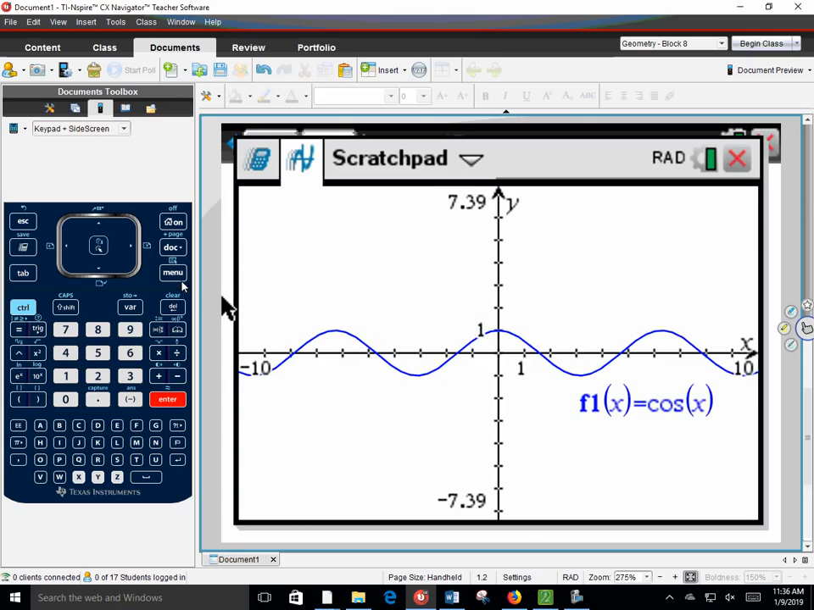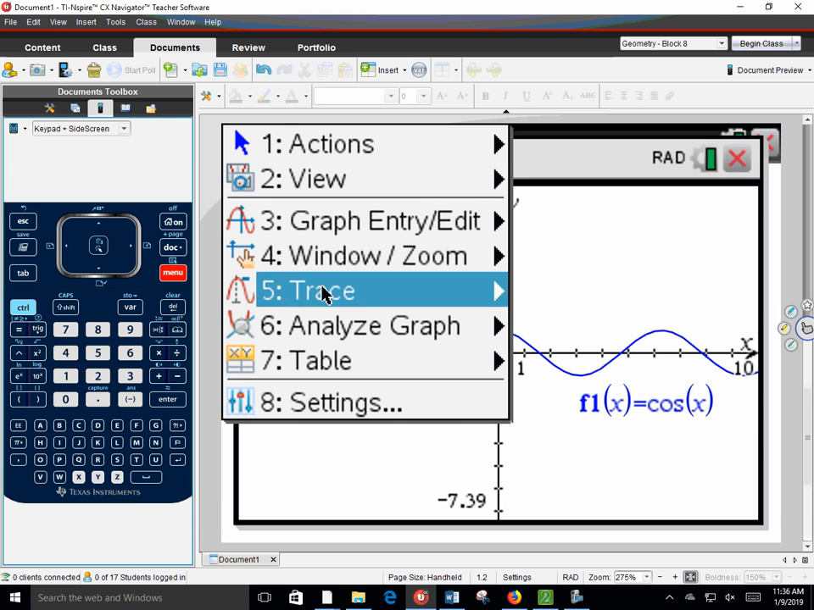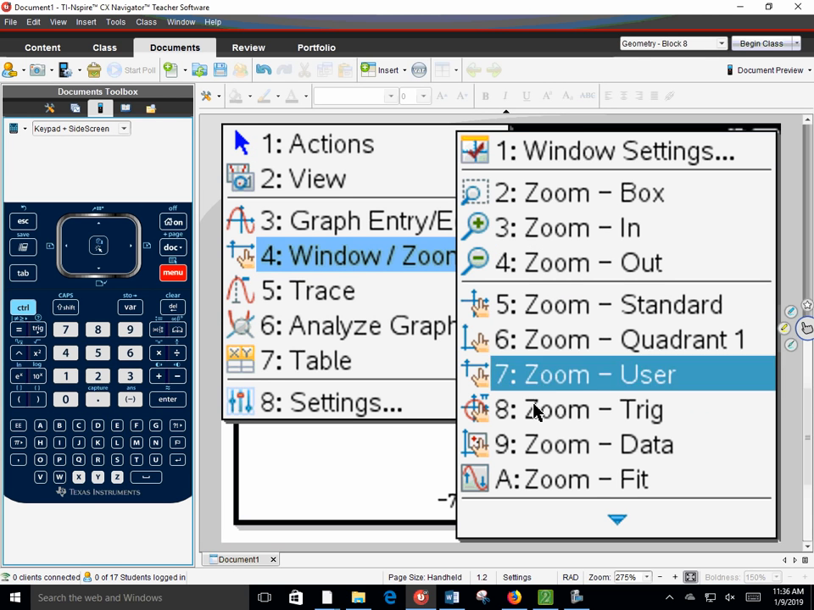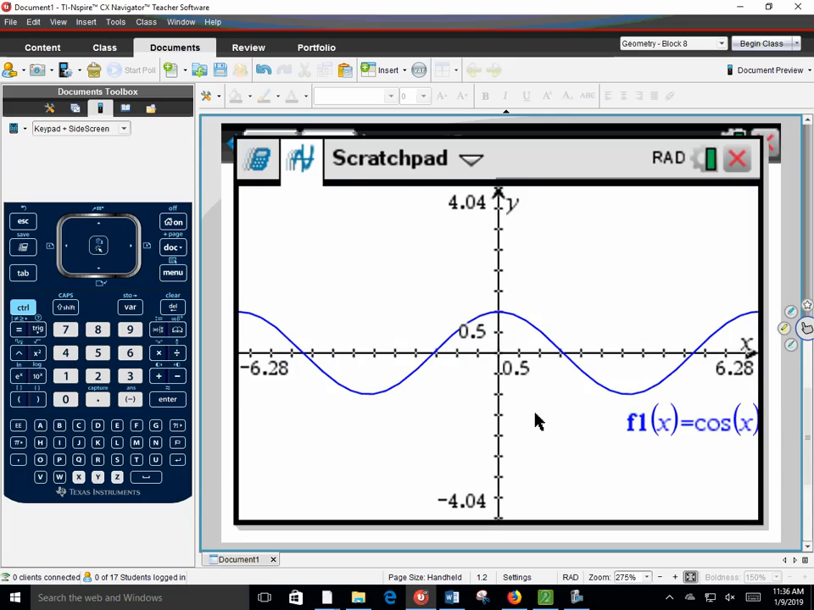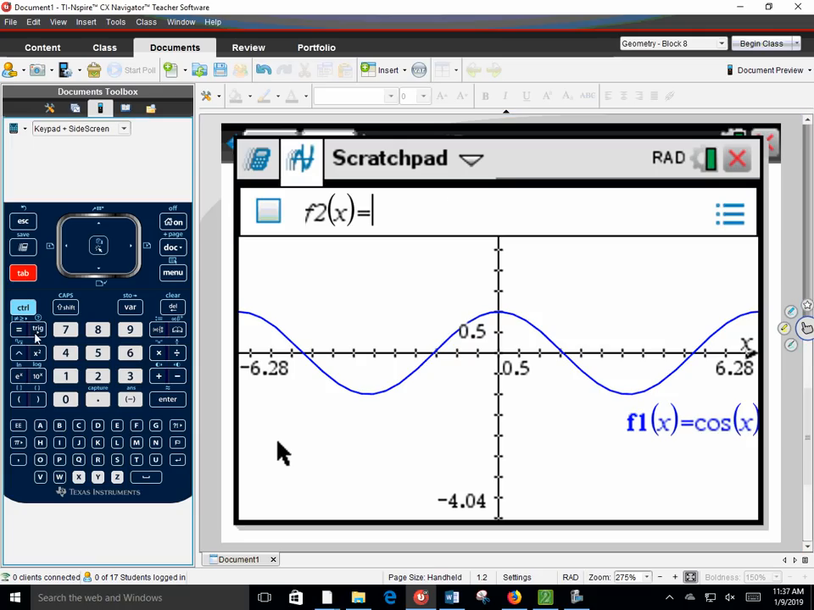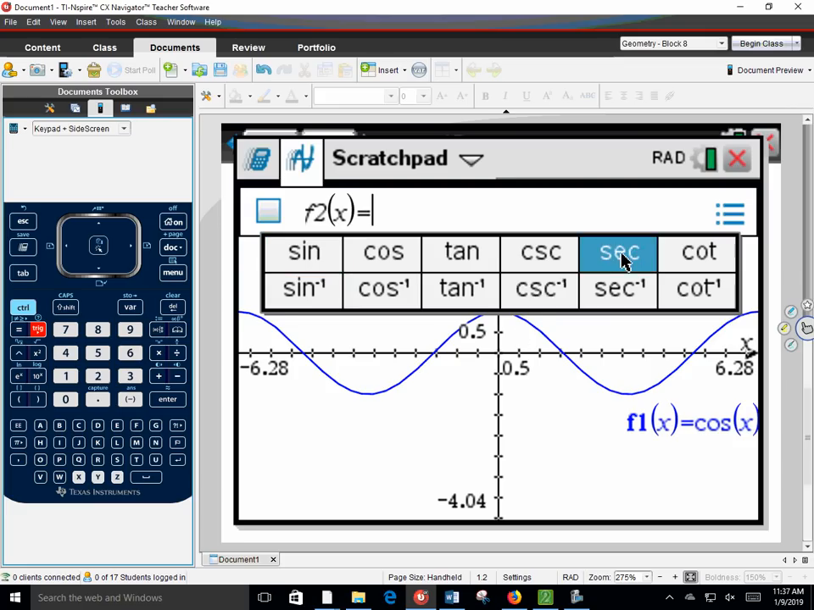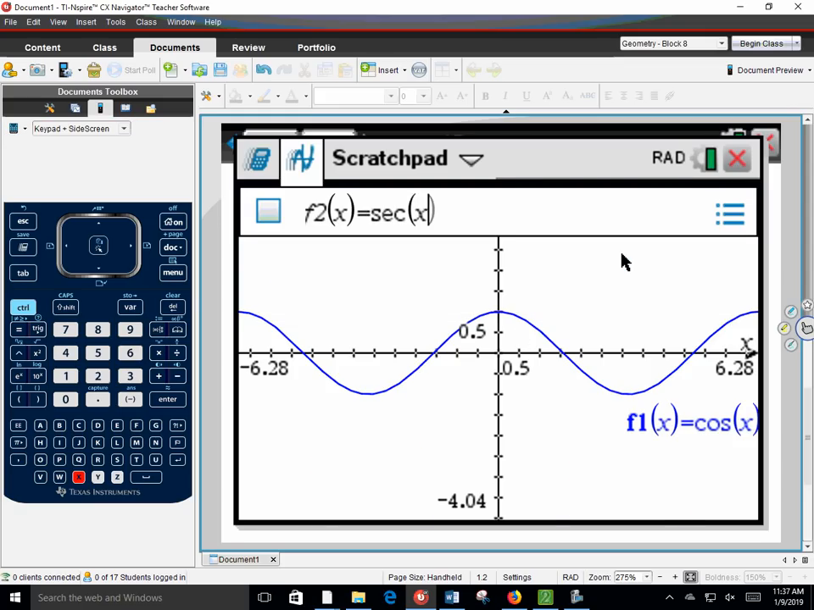All right, and remember, let's change this menu, window zoom, and let's go to zoom trig. That gets us going from -2 pi to 2 pi. And then really, I want to see, how does this graph cosine compare to its reciprocal secant? So I am going to push the tab button, and I'm going to try and graph secant now. I want to graph secant of x.